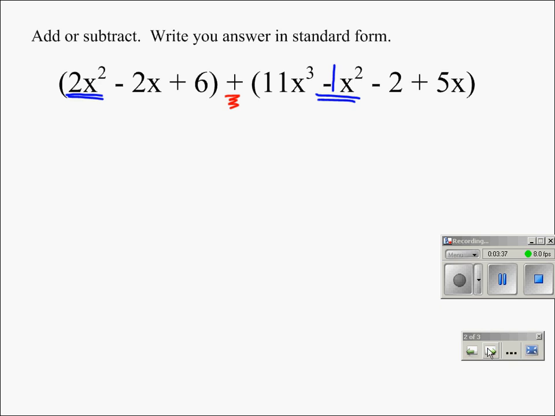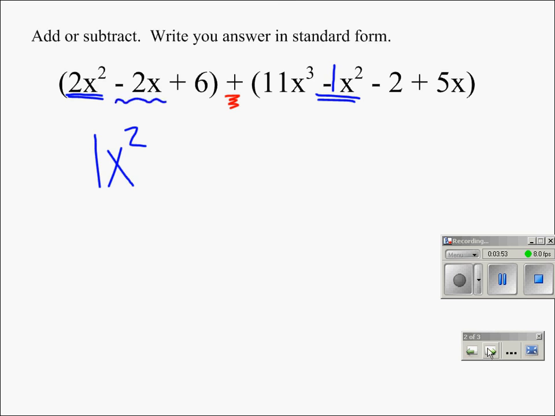And I have 2x squared and a negative 1x squared. That gives me a positive 1x squared. You can write the 1 if you want. You don't have to write it. Okay, I go on to my next term. I have a negative 2x.